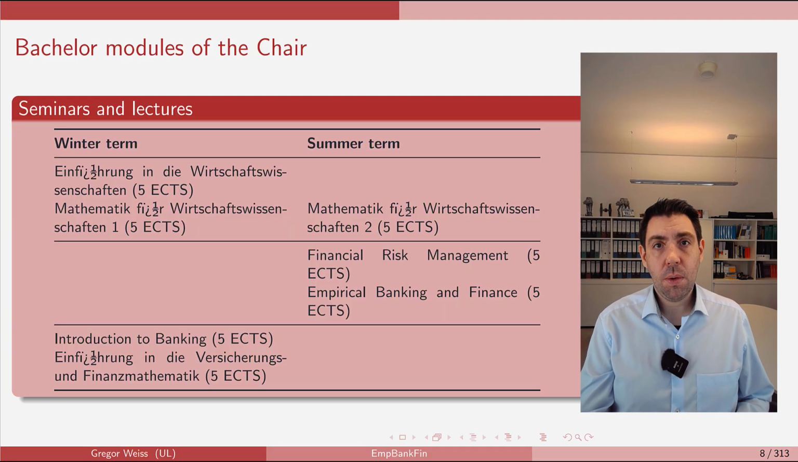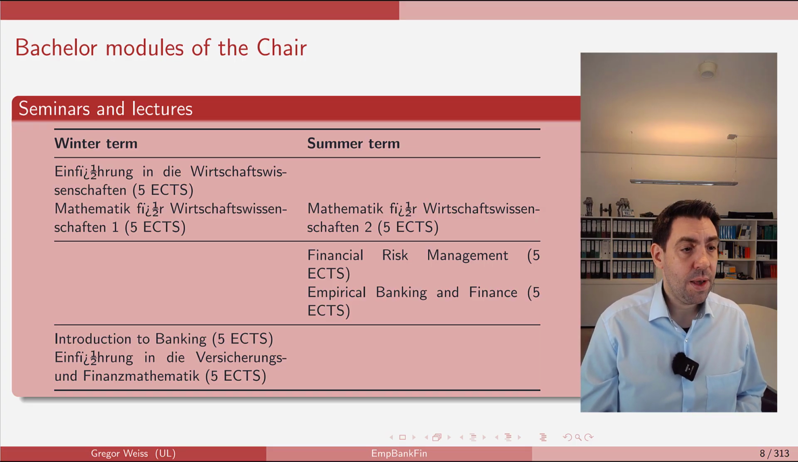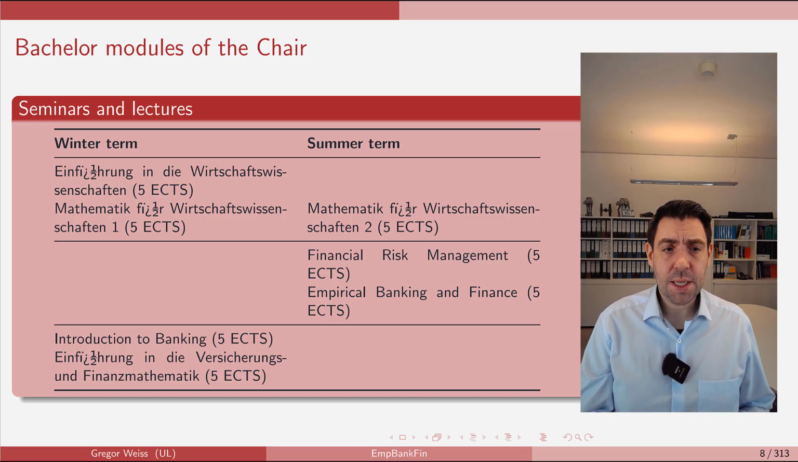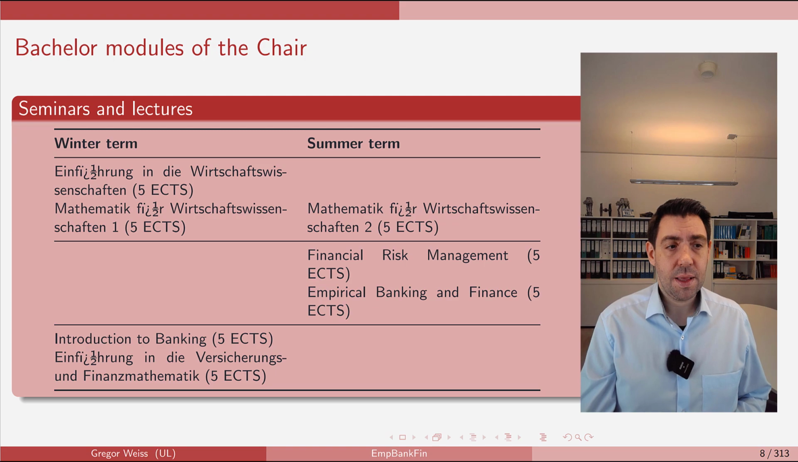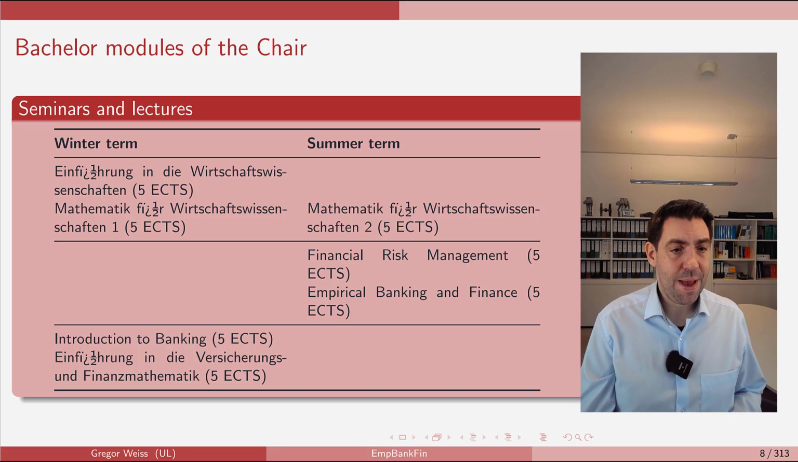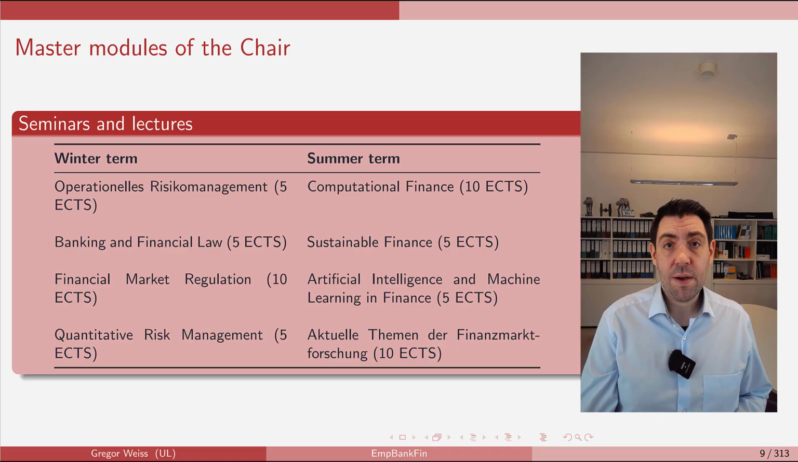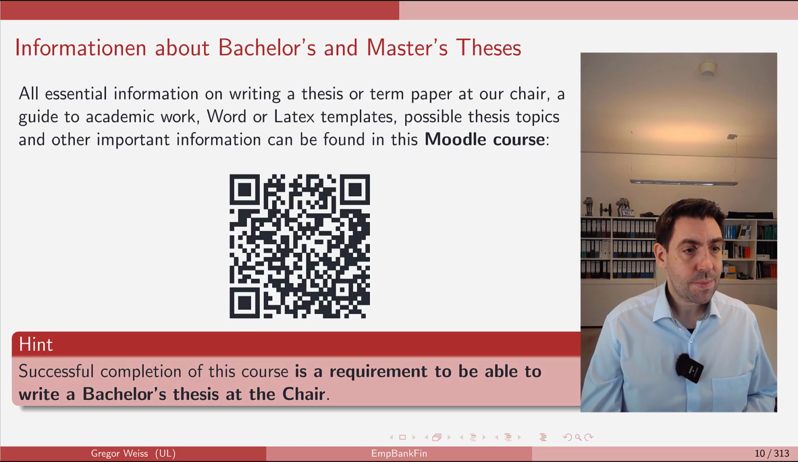Now, if you are more interested in the other lectures, you can go to the bachelor and master's classes we are offering. I'm not going into detail here. If you're taking this class at Leipzig, you're probably aware of what we are offering. It centers around banking, insurance, mathematics, and risk management more generally. And we also have some classes on sustainable finance and artificial intelligence and machine learning in finance.